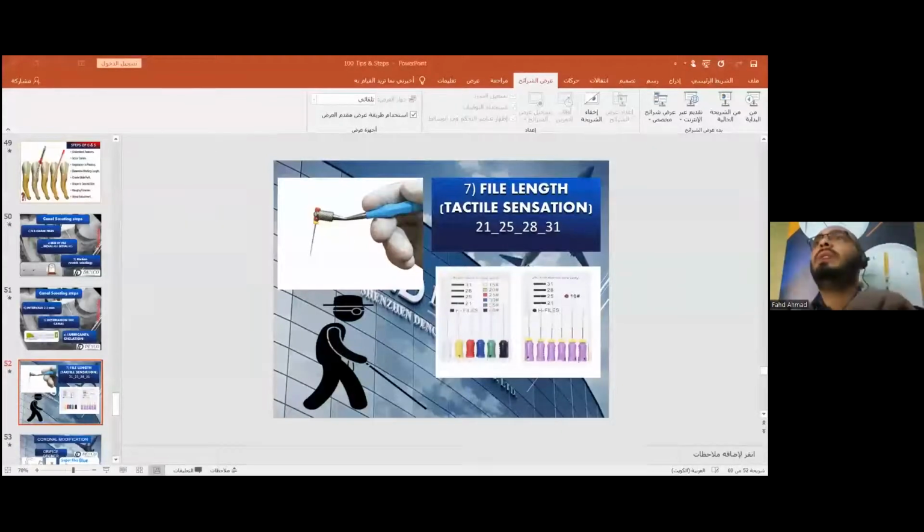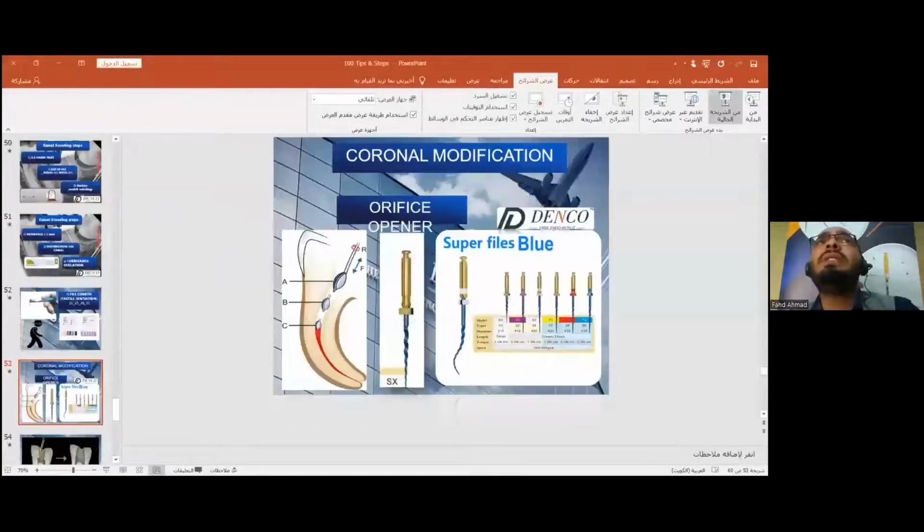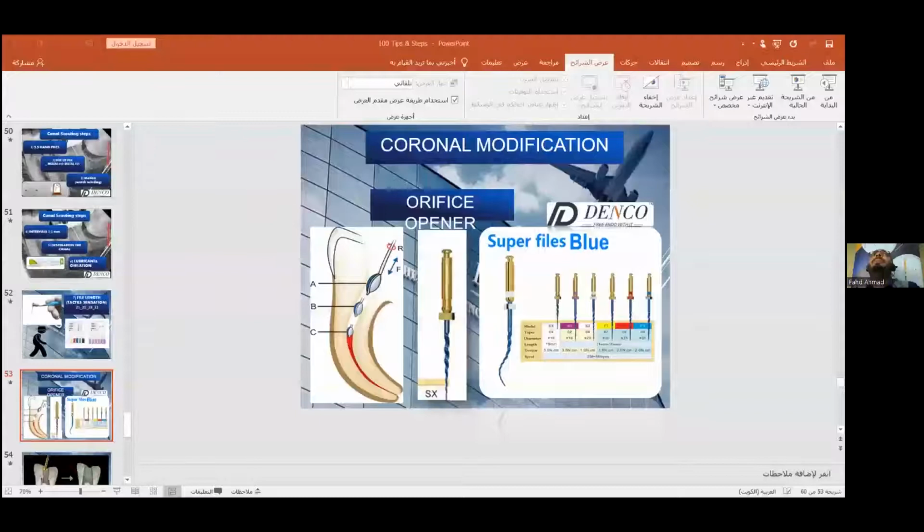So here we have something very important. It's coronal modification. You know, coronal modification, previously we used to prepare coronal parts using Gates Glidden, which may cause many complications, one of which is ledge formation. So here in the rotary system, we have the first file called SX or Orifice Opener, and it's used to prepare the coronal and helps in removing extradentinal walls of the access cavity.